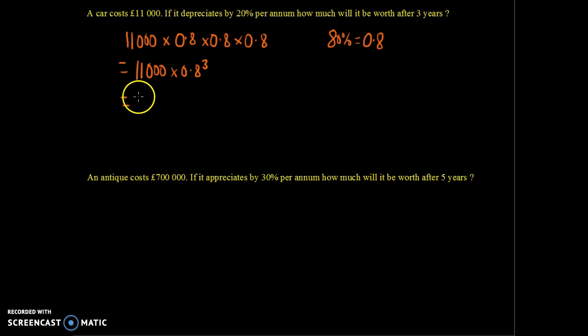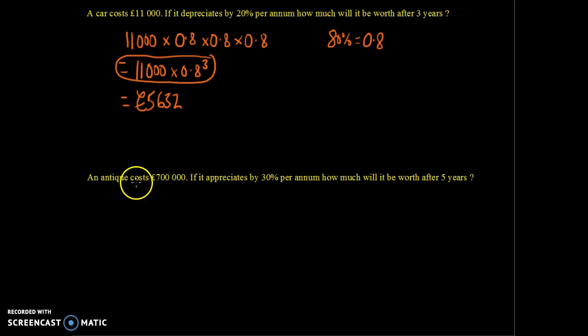And your final answer there is £5,632. So here, this line here is the quickest and most efficient way of doing that example. And we'll apply the same sort of theory for the second example.